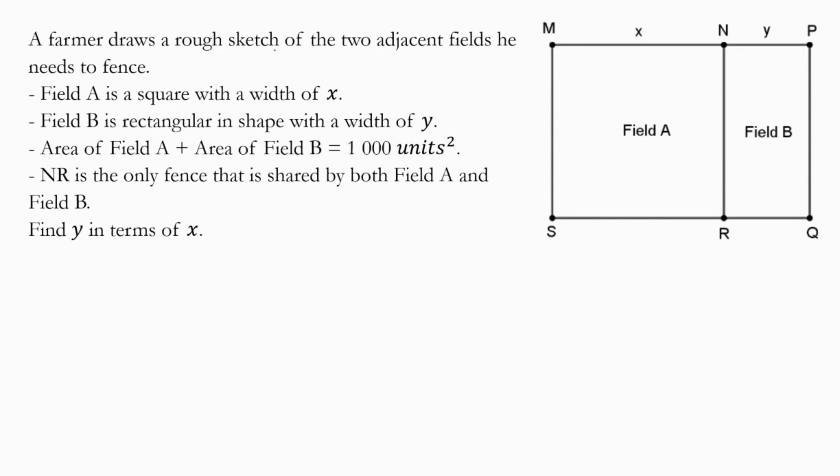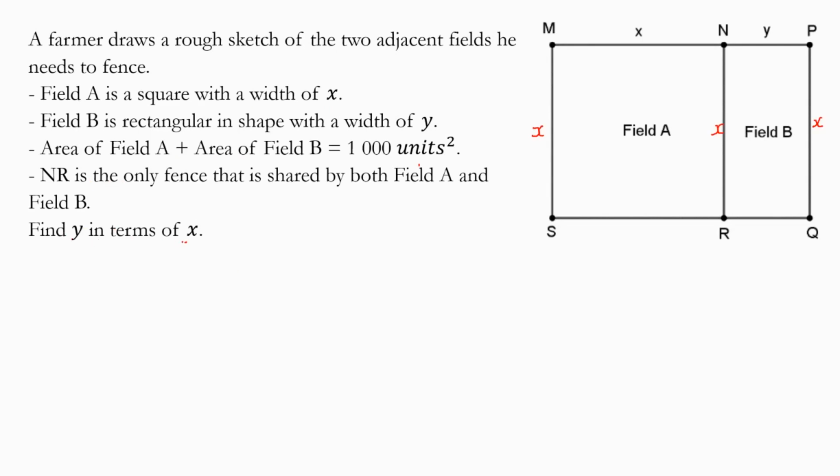A farmer draws a rough sketch of two adjacent fields he needs to fence. Field A is a square with a width of x. Field B is a rectangle in shape with a width of y. Area of field A plus area of field B is equal to 1000 square units. NR is the only fence that is shared by both field A and field B. Find y in terms of x.